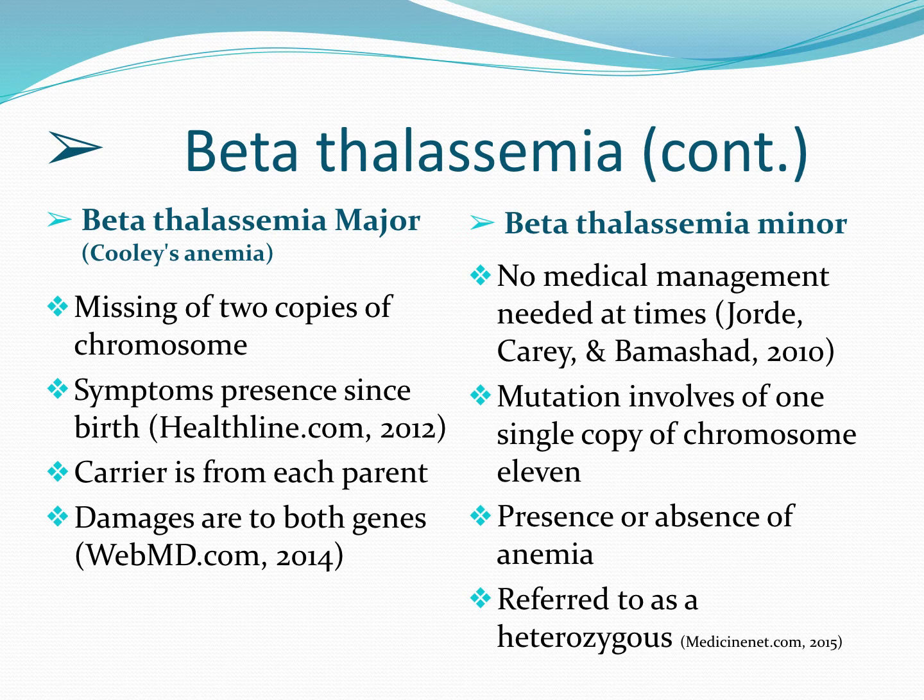Beta thalassemia major is a missing of two copies of chromosomes. Symptoms are present since birth. The carrier will carry information from both parents, the mom and the dad, and the damage is done on both genes. In comparison to beta thalassemia minor, sometimes it is so minor that the symptoms are unavailable and there is no medical management needed.